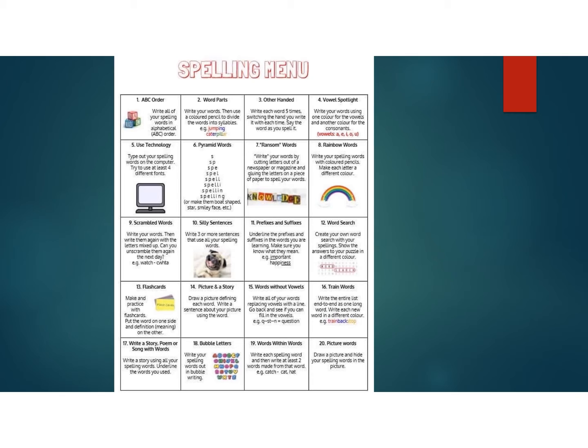The seventh task is Ransom Words. For this, you would cut out the letters of your spelling words from old newspapers or magazines or anything you have lying around that might have the letters in it, and then you would glue the letters in order on a piece of paper to create your spelling words.